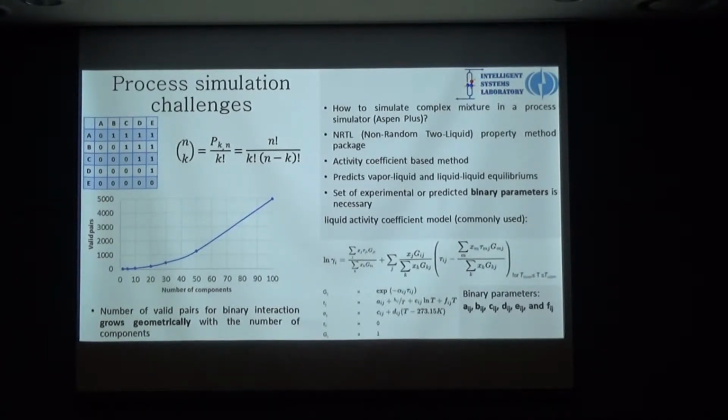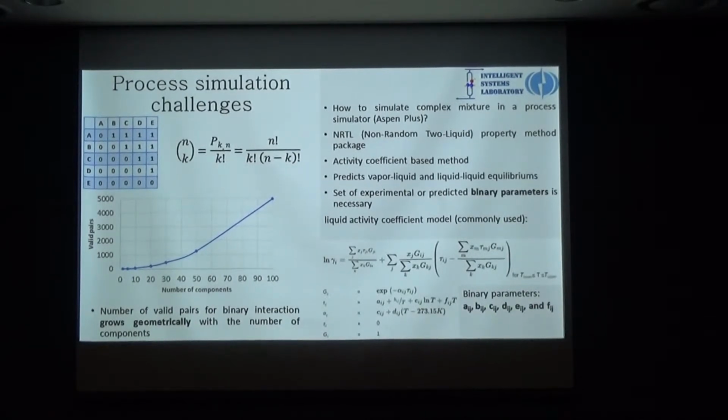very unclear phase transition. So to simulate this complex mixture, the straightforward way is to utilize the so-called activity coefficient method, or NRTL, for whoever is familiar with Aspen. And this method, as it is activity coefficient based, predicts vapor-liquid and liquid-liquid equilibriums. And for the calculation of the liquid coefficient, it requires a set of experimental or predicted binary parameters.